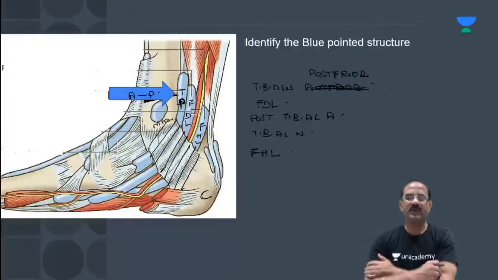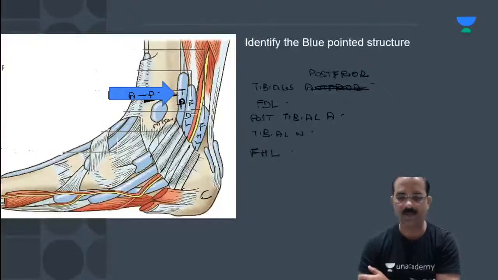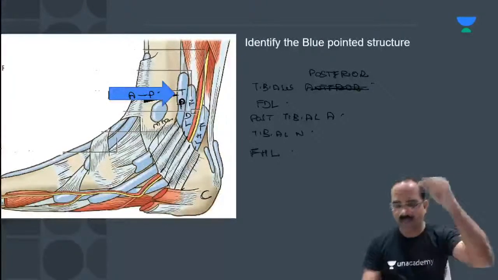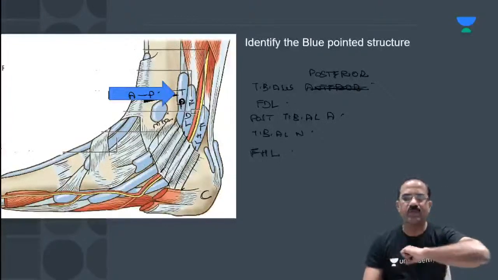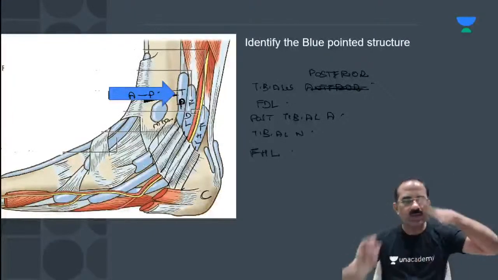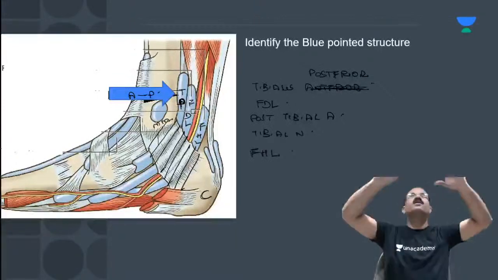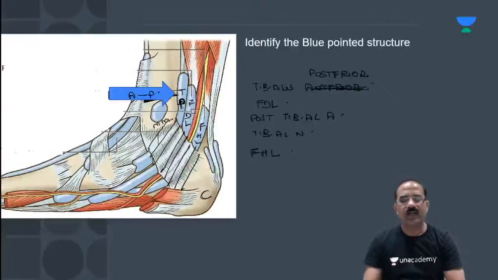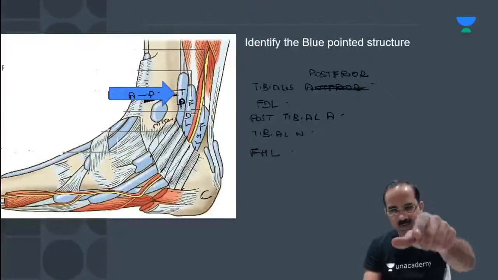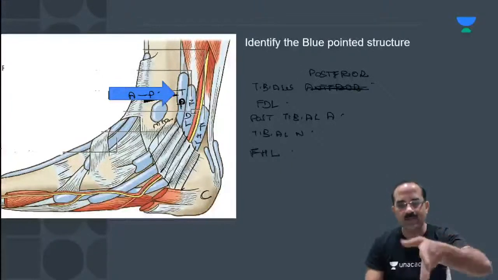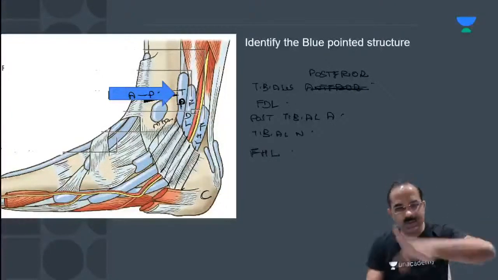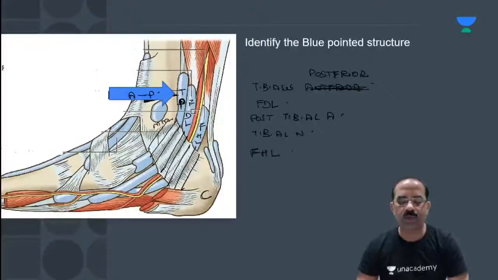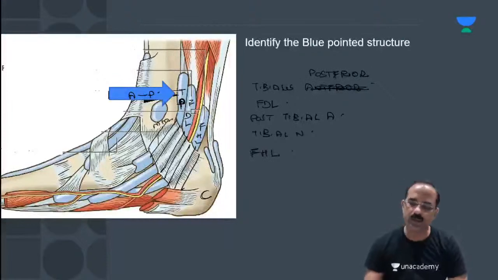Is this clear to all of you? So these are the structures which pass. Suppose this comes as a visual slide, and this is pointed the way I have pointed for you, without looking at anything, just identify this as tibialis posterior, because the tendon which winds around the medial malleolus is tibialis posterior.